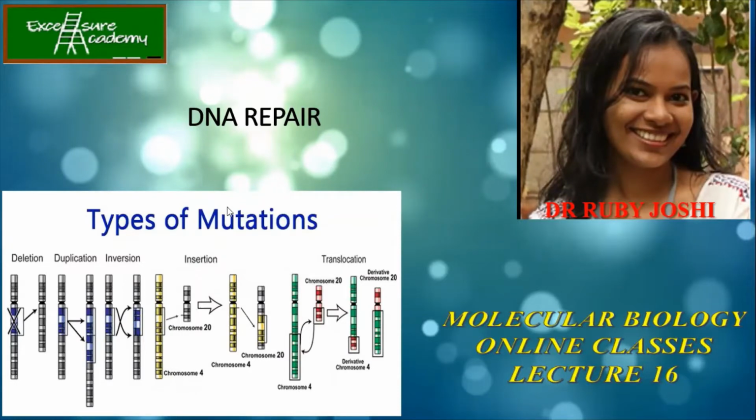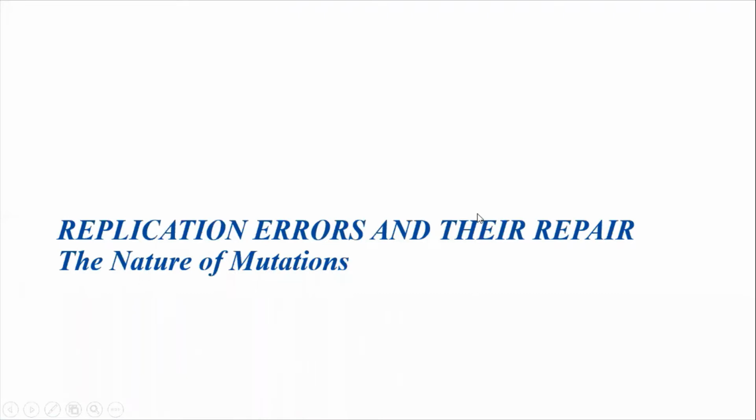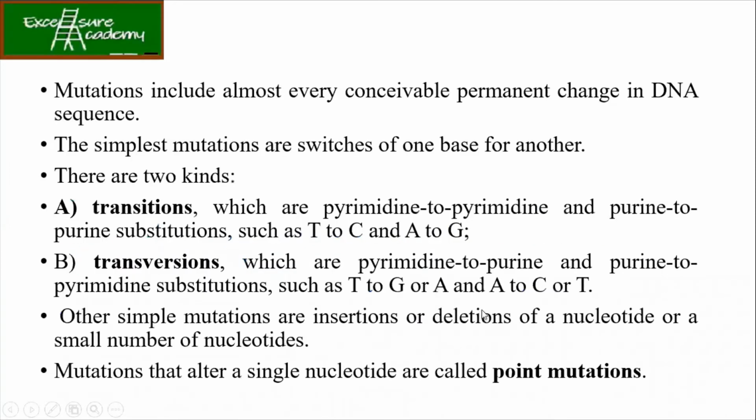So we were doing DNA repair. In continuation with that, now we are going to discuss the replication errors, the nature of mutation, and how these mutations or replication errors which are happening get repaired or rectified. Already we have discussed transitions and transversions. It's just a repetition for you.